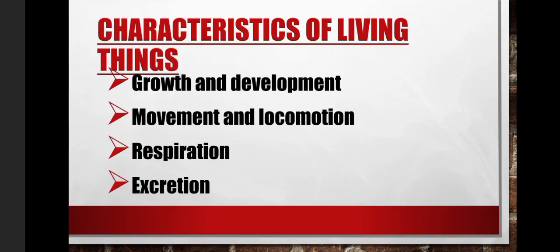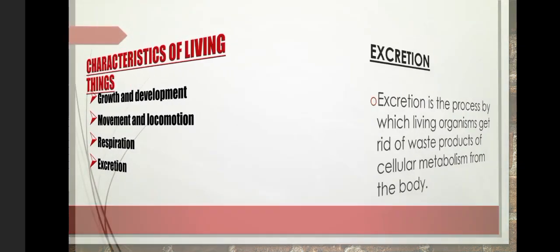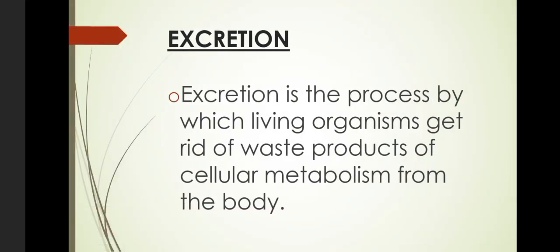So in today's lesson, the characteristic of a living organism that you are going to discuss in detail is excretion. Before we proceed, it is important for us to understand the meaning of this term. Excretion is defined as the process by which living organisms get rid of waste products of cellular metabolism from their bodies. We can also define excretion as the process by which living organisms separate and eliminate the waste products of cellular metabolism from their bodies.